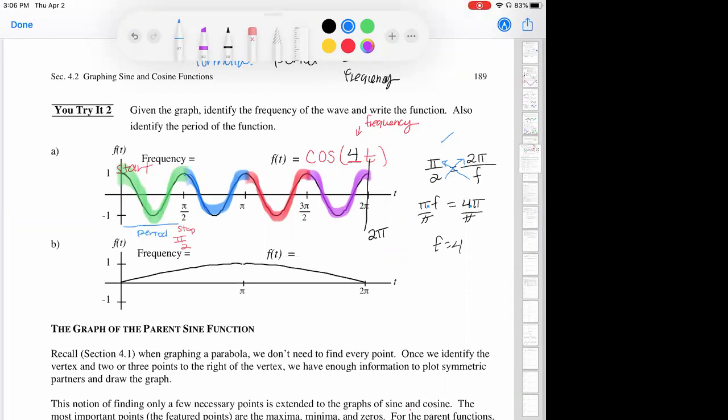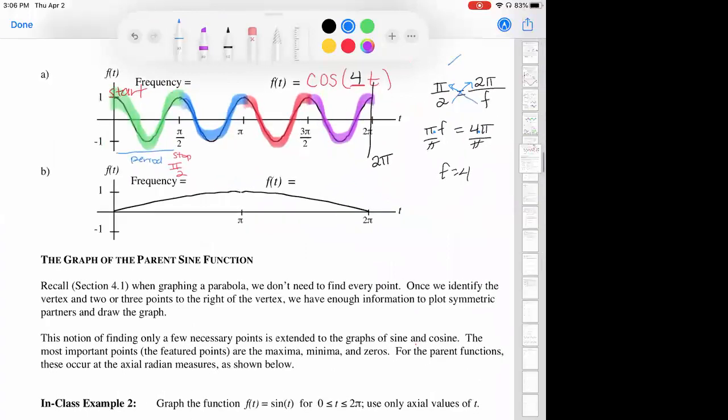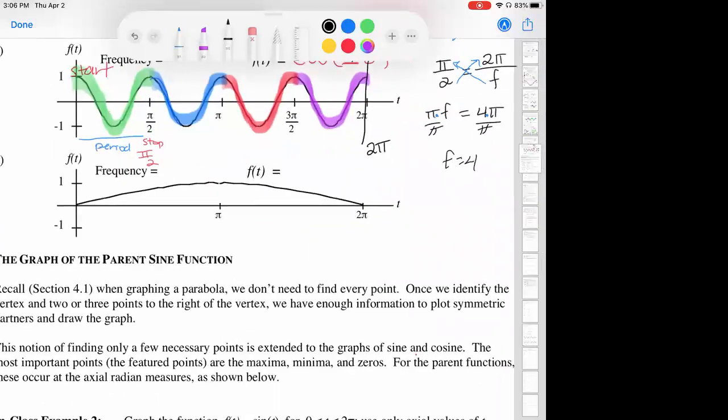Okay, go ahead and give B a try. No, we'll do B together. This one's tricky. Okay. All right, so we start at, where are we starting at? We're starting at 0. Cool.